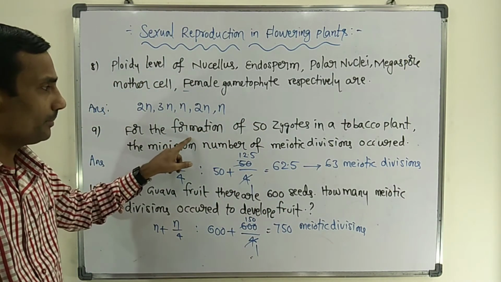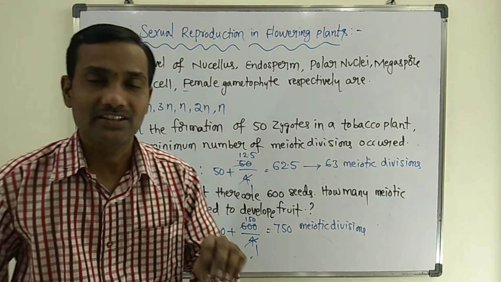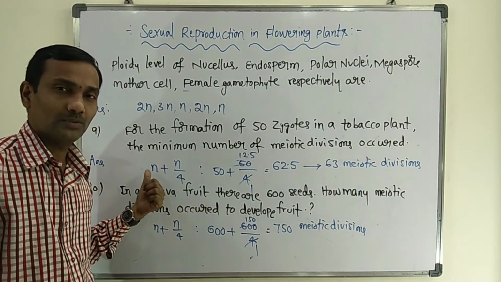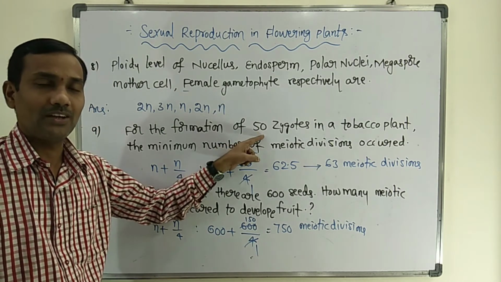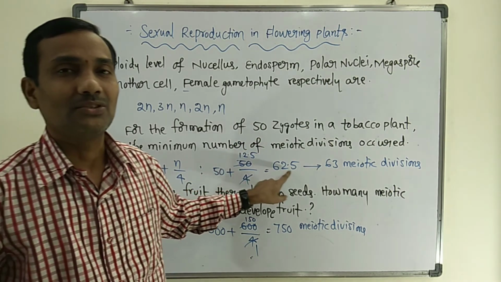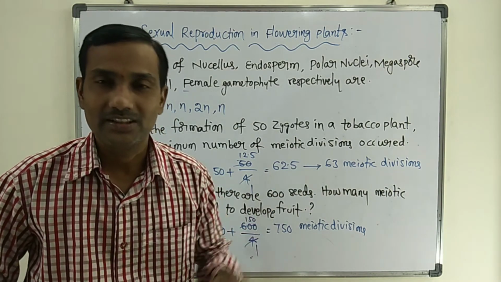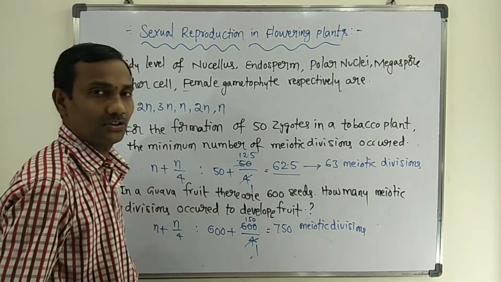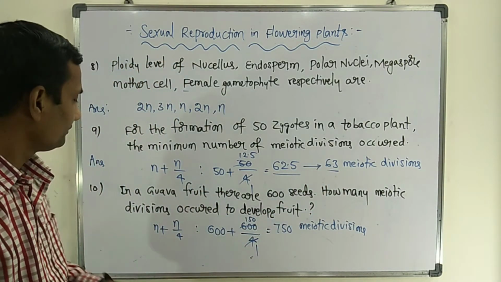Next question: for the formation of 50 zygotes in a tobacco plant, what is the minimum number of meiotic divisions involved? For questions like this, you follow the principle n plus n by 4. In place of n, substitute the value 50. You will get 62.5. But half a meiotic division never occurs in any cell, so whenever a value like 62.5 comes, you have to consider 63 meiotic divisions.